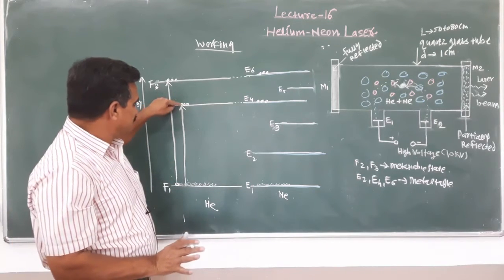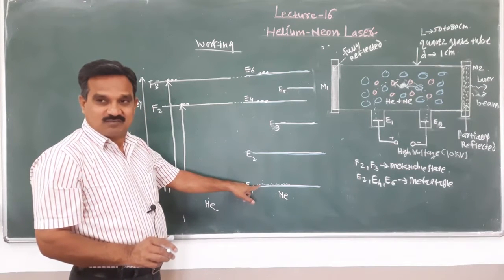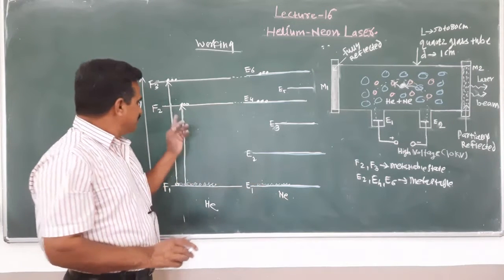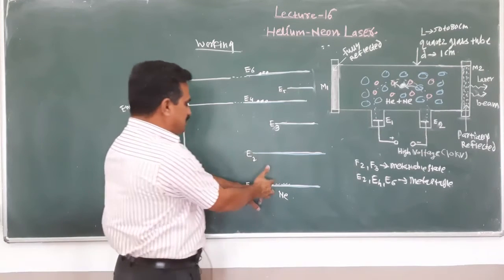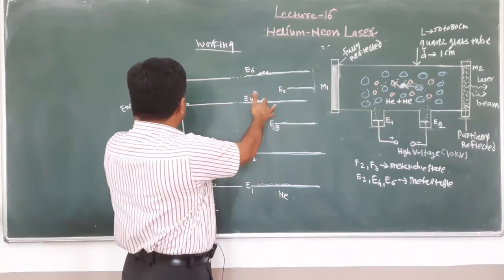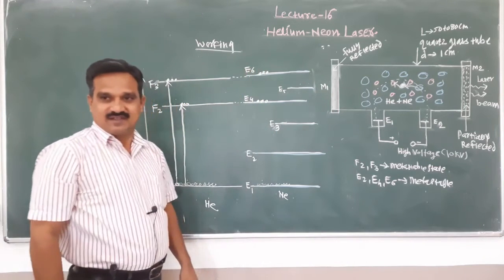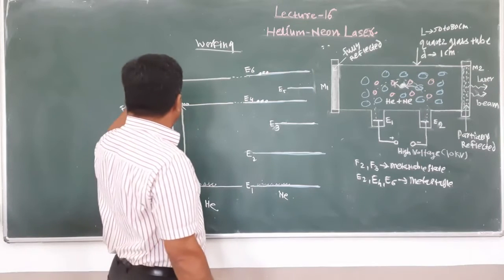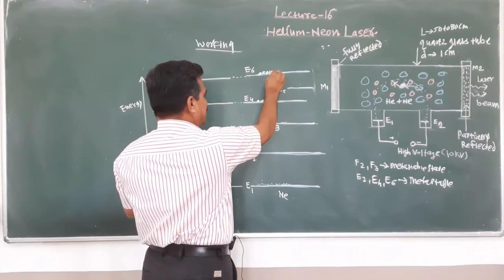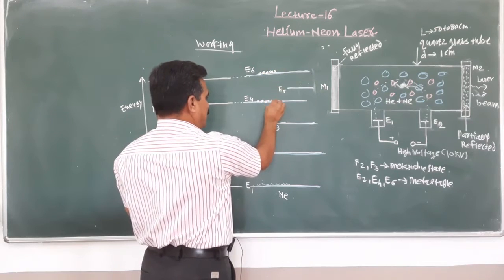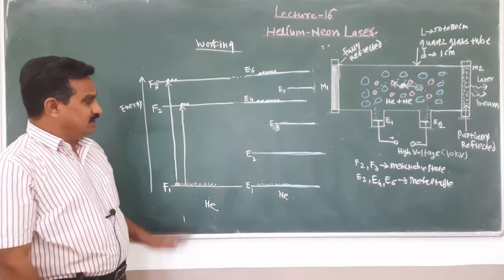These atoms collide with the ground state atoms of neon. This transfers the energy to this, and due to this energy it jumps from this to this. And when this transfers the energy to this, it jumps from this to this. Here is the situation: the number of atoms accumulating in energy level E6, and the number of atoms accumulating in energy level E4. This is the process.